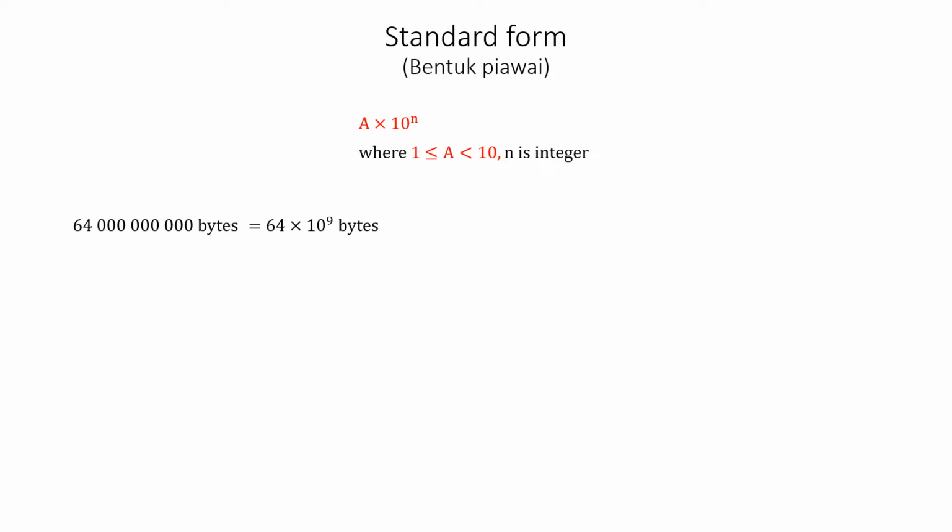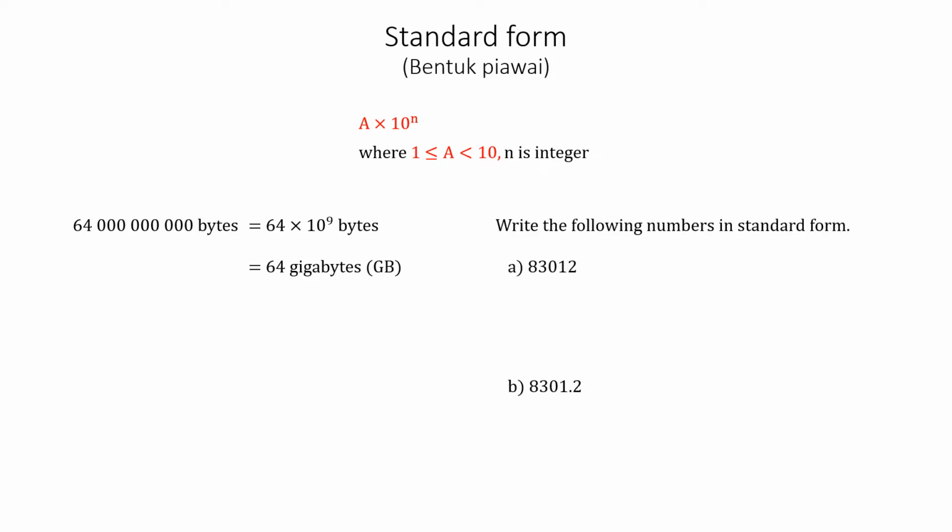And 10 to the power of 9 is equal to 1 giga. So you can write this as 64 gigabytes or 64 GB. Sounds familiar, right? Because you're used to seeing 64 GB rather than 64 billion bytes. Here I give you some questions to do. Write the following numbers in standard form.